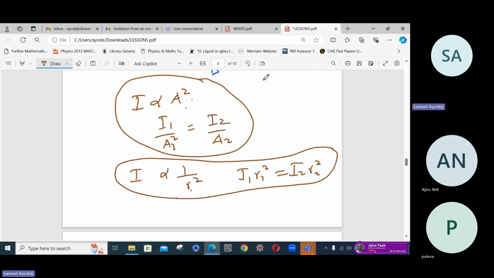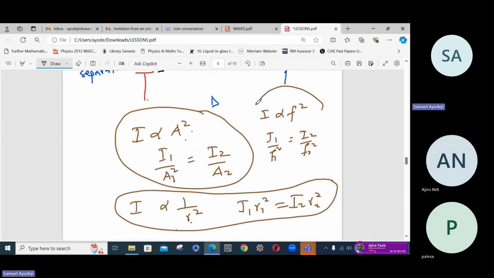You can also have the last one: intensity varies as the square of frequency. So you can have I1 over F1 squared equals I2 over F2 squared. Take note of the factors that affect intensity. I usually summarize the theory by saying intensity varies as A squared, varies as F squared, and varies as 1 over R squared. That's the summary. And don't forget that intensity means power over area.